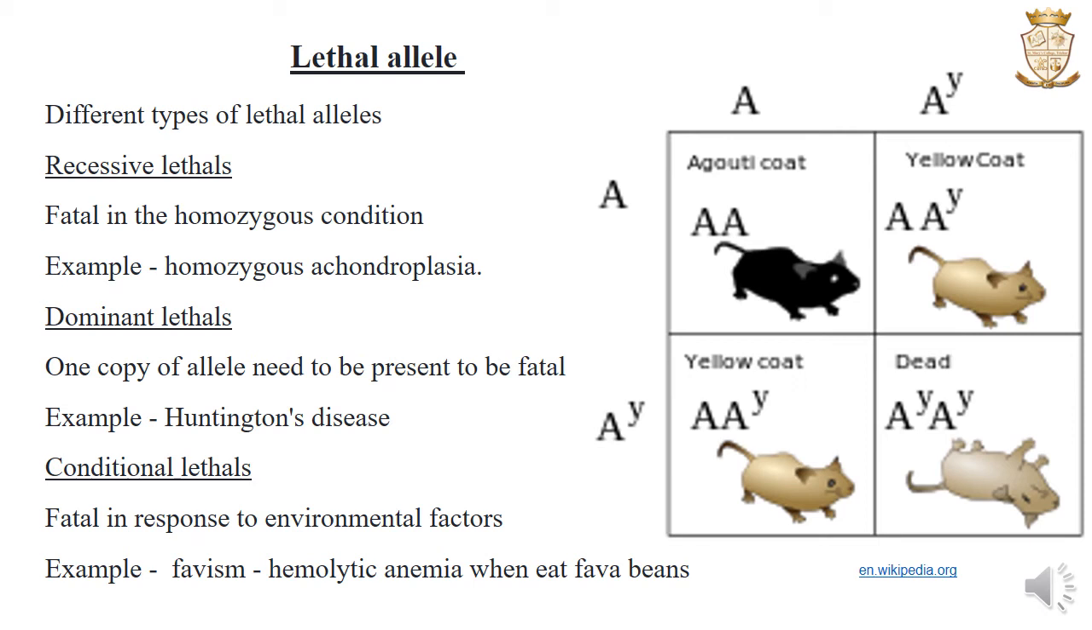Next is conditional lethal alleles. These are alleles that will be fatal in response to some environmental factors. An example is favism, which causes the carrier to develop hemolytic anemia when they eat fava beans.